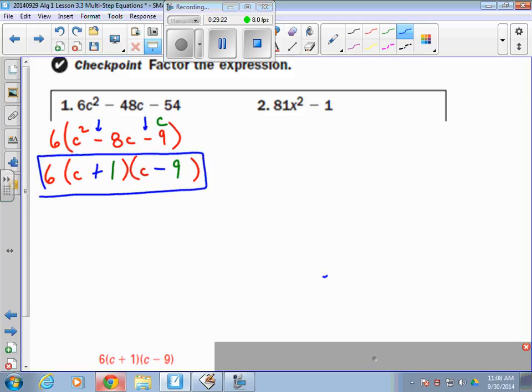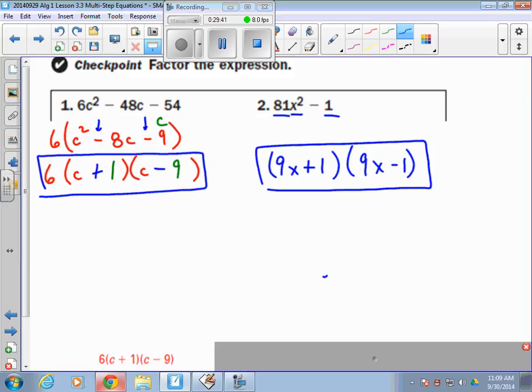Number 2 is the difference of 2 perfect squares. The square root of 81 is 9. The square root of x squared is x. And the square root of 1 is 1. 9x plus 1 times 9x minus 1. The difference of 2 perfect squares.